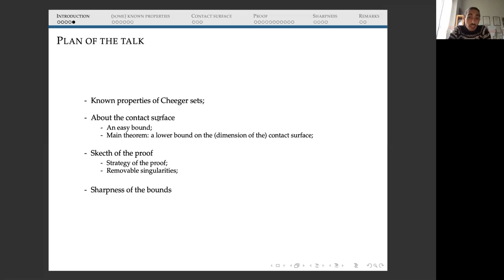You can give an explicit lower bound on the dimension of the contact surface, on the Hausdorff dimension of the contact surface. Now, since this lower bound will be a bit cryptic, a sketch of the proof will clarify where this bound comes from. The nice thing is that the proof relies on instruments imported from the theory of removable singularities. And finally, I would like to show you examples that show that the bounds we've given in section 2 are sharp. So we will build sets that will saturate those bounds.